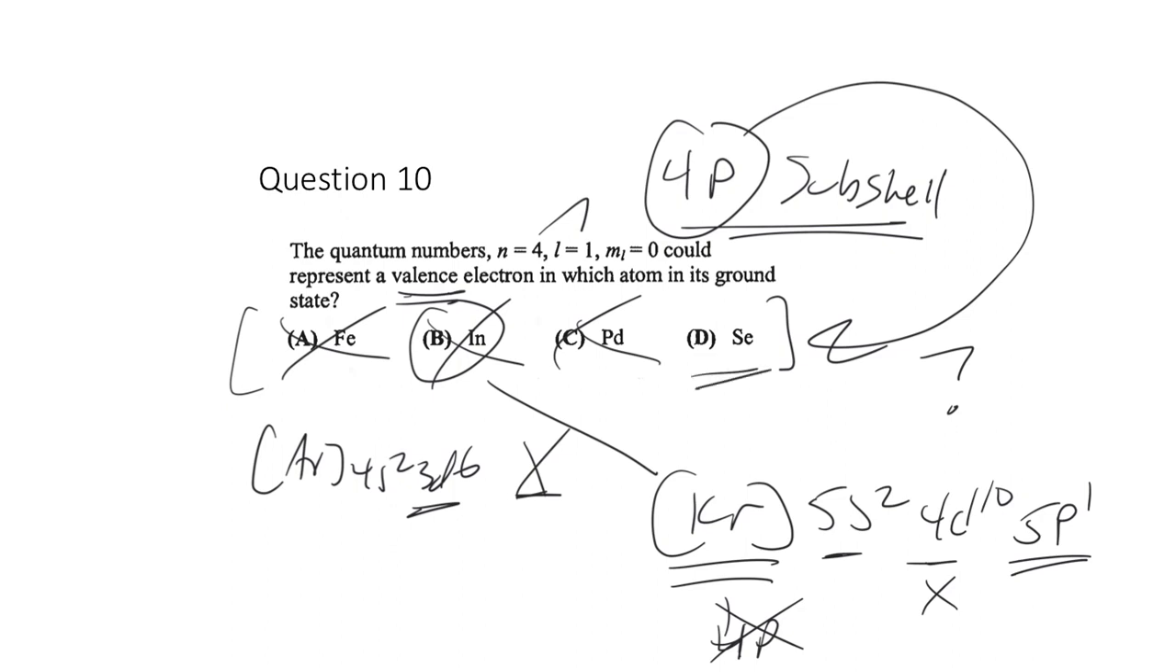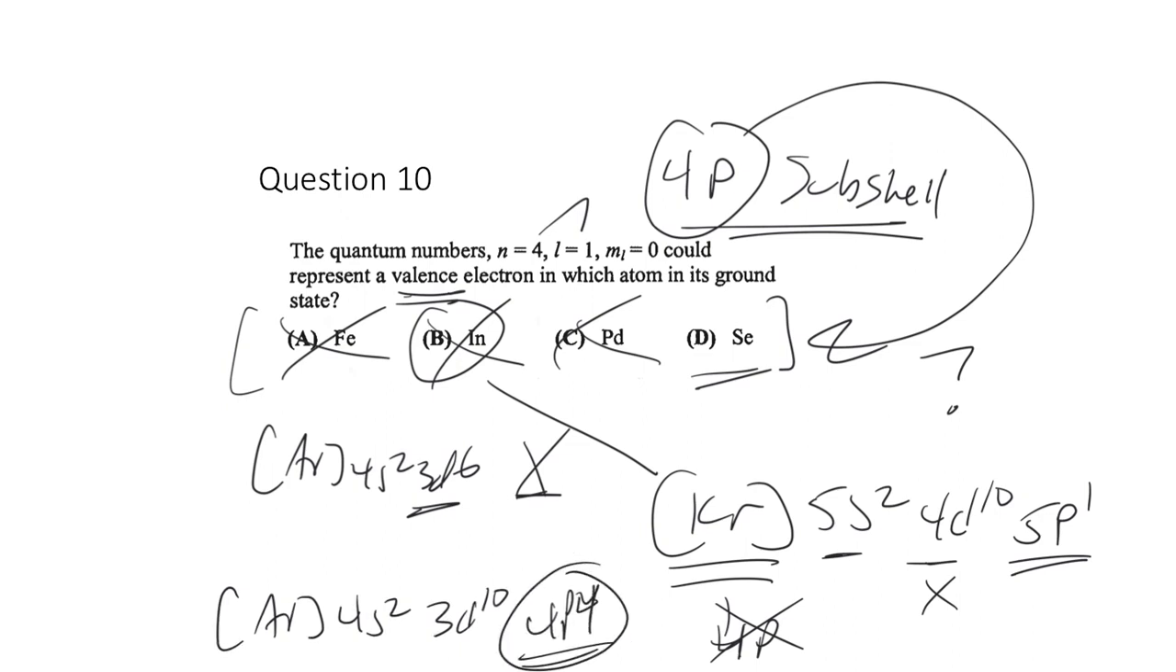And then hopefully the answer is selenium, because it's all that I have left. Selenium would be an argon 4s2, 3d10, and then a 4p4. So it has 4 electrons in a 4p subshell. So the valence electrons in selenium could have a valence electron with that set of quantum numbers.